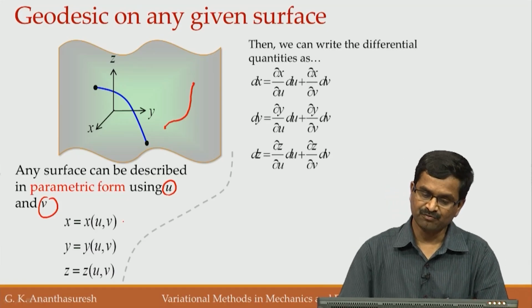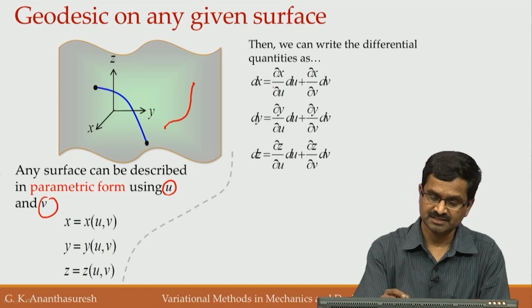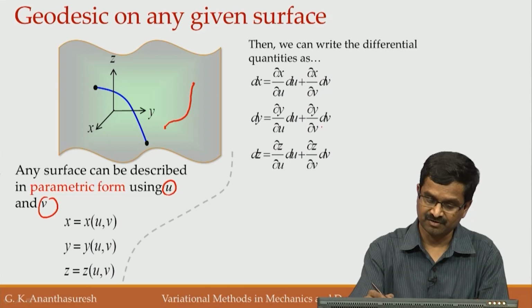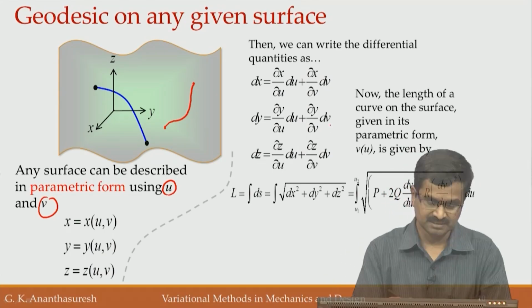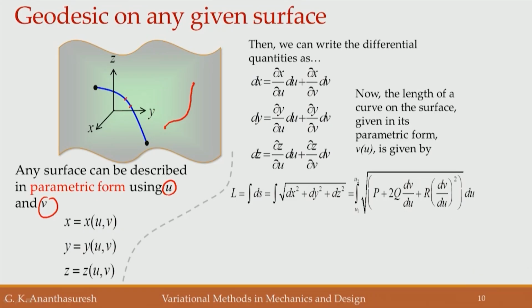So, now like before we take differentials dx, ∂x/∂u times du plus ∂x/∂v times dv, likewise for y and z. Once you have these quantities, we can express ds, the small distance that we want, exactly like what we had before, square root of dx square plus dy square plus dz square, and substitute for dx, dy, dz using what we have derived here.